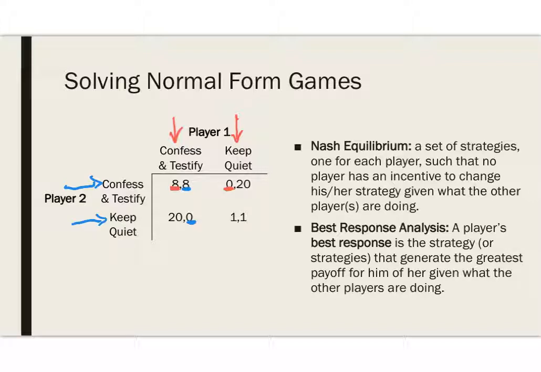Our Nash equilibrium is anywhere that these best responses overlap. And you can have multiple of them. In this case, we have one, that upper left-hand box, where they both confess and testify and go to jail for 8 years. But any box where these overlap, where we have best responses overlapping, is going to be a Nash equilibrium. Now remember, Nash equilibrium after the fact, do you want to change? So if I'm player 1 and I confess and testify, and I find out that player 2 confessed and testified, do I want to change?